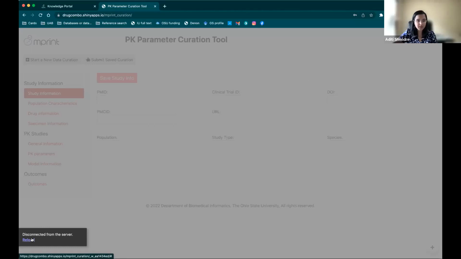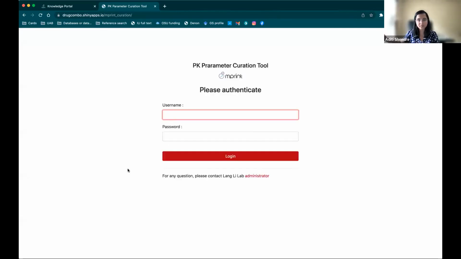So can you see my browser? Sarah, can you see the tool itself? Yes, we see the login screen. Oh, okay.